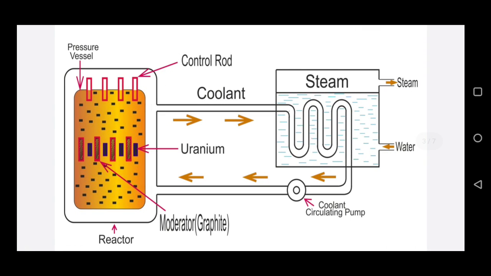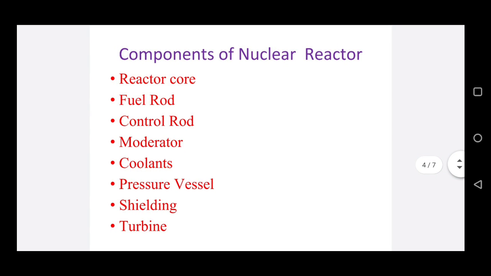See, this is the diagram for a nuclear reactor. So it contains the following components: reactor core, fuel rod, control rod, moderator, coolants, pressure vessel, shielding and turbine. Now we will discuss the role of every term.